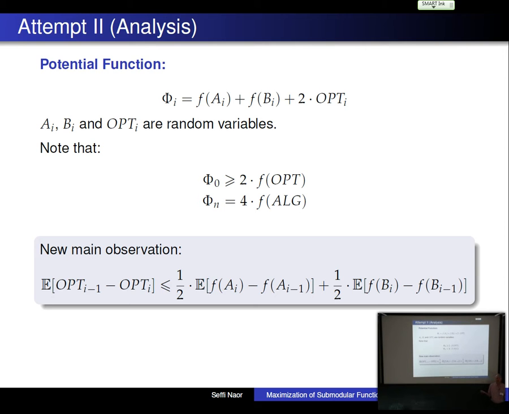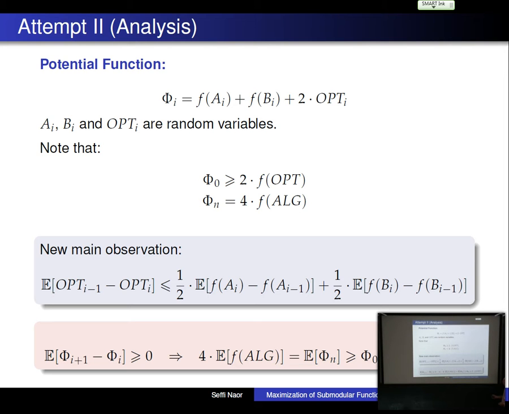We need a new lemma. For the deterministic case, we bounded the difference between f of OPT_{i-1} and f of OPT_i by either delta 1 or delta 2, depending on the move that we did. Here, we bound the expected difference between the two solutions by half of the expected difference between A_i and A_{i-1} plus half of the expected difference between B_i and B_{i-1}.